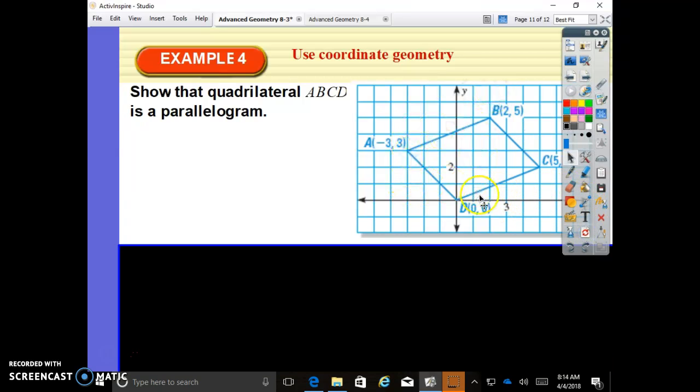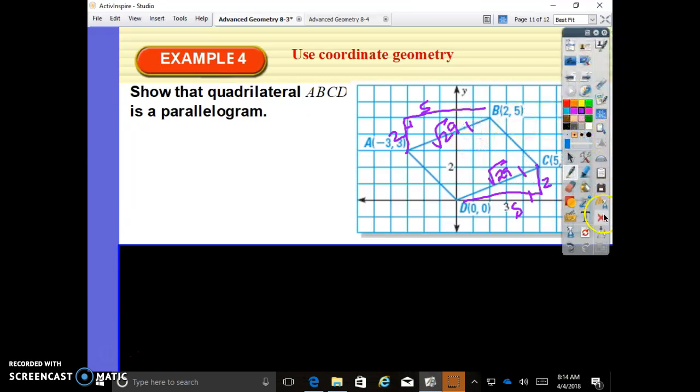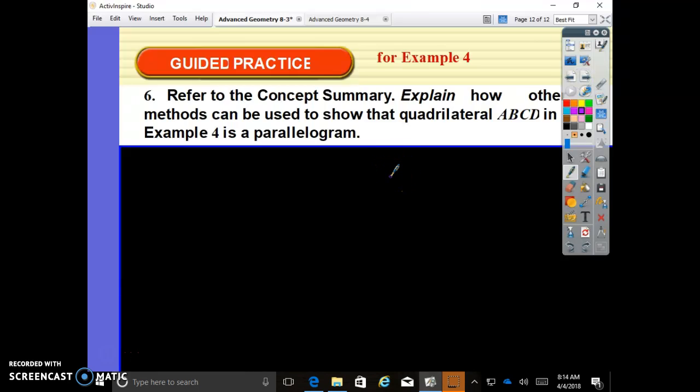So I have that these two are parallel, and then to know that they're congruent, if we're going up 2 over 5, you could do a nice little Pythagorean theorem here. 2 squared is 4, 5 squared is 25, so that's 29. So this is the square root of 29, right? A squared plus B squared equals C squared. We have 5 and 2 here also. So we're going to get the same square root of 29. So they are congruent and parallel. Refer to the concept summary.